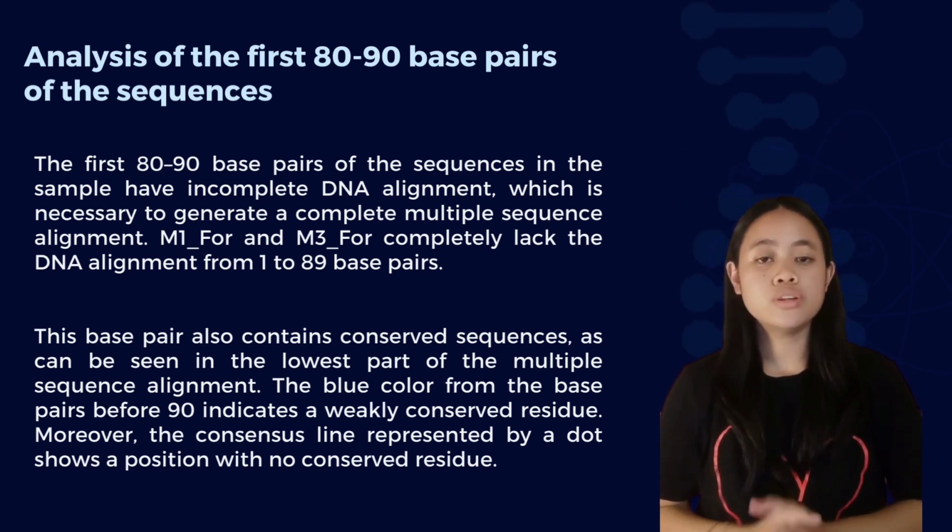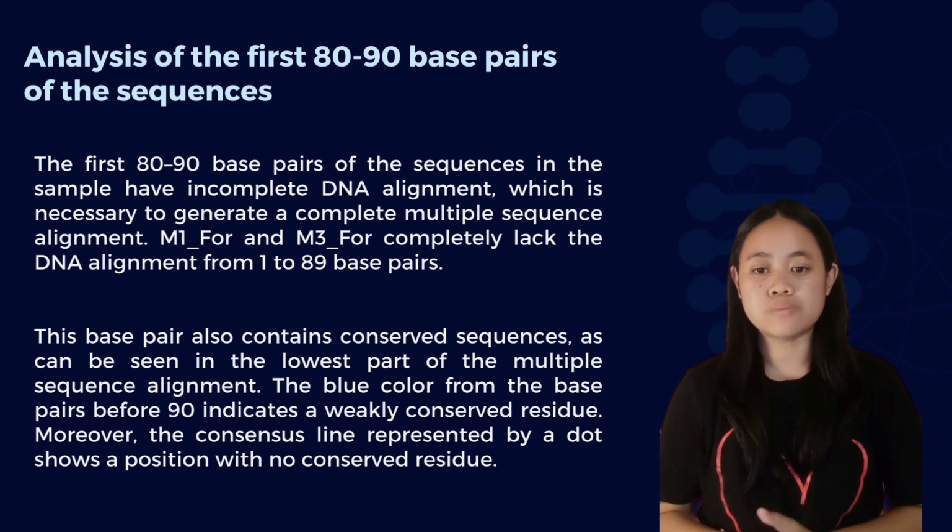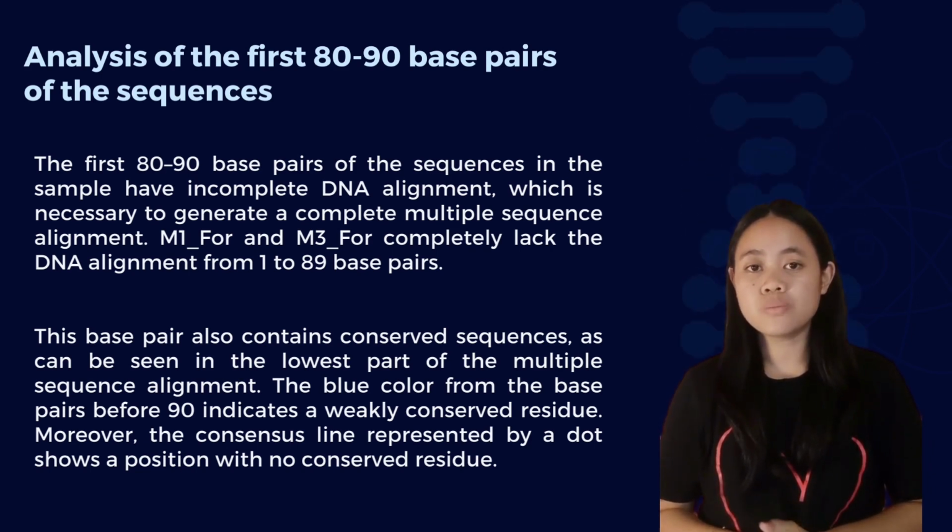Moving on with part 2, the multiple sequence alignment. The analysis of the first 80 to 90 base pairs of the sequences. The first 80 to 90 base pairs of the sequences in the sample have incomplete DNA alignment, which is necessary to generate a complete multiple sequence alignment. M14 and M34 complete DNA alignment from 1 to 89 base pairs. This base pair also contains conserved sequences, as can be seen in the lowest part of the multiple sequence alignment.